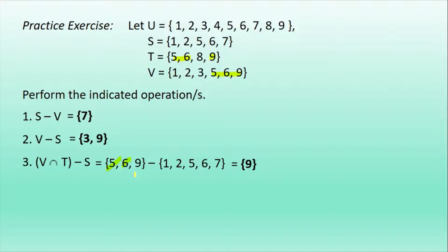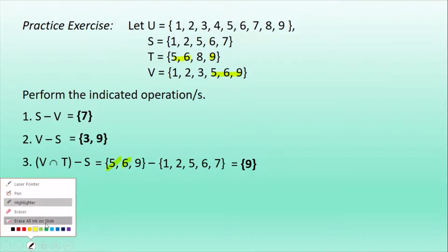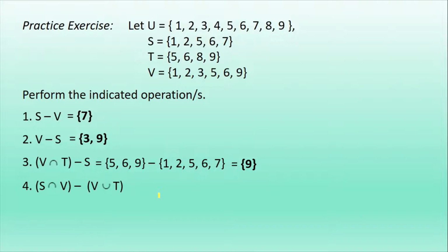Ganun lang yung pagkuha. Then next, we have S intersection V minus V union T. O yan, nagsama-sama na yung tatlong operation. So una, dun muna tayo sa intersection ng SV. So intersection common, SV. So we have 1. Oh, ito yung 1. We have also 2. We have also 5 here. We have also 6. So the intersection of SV is 1, 2, 5, 6.